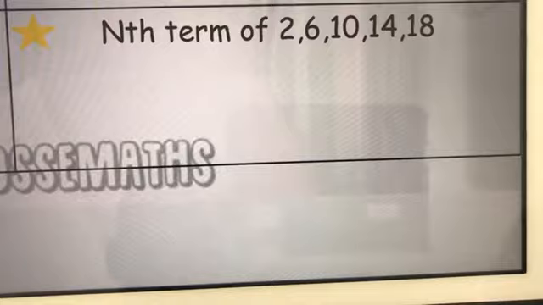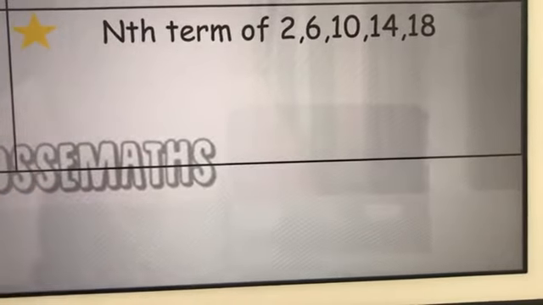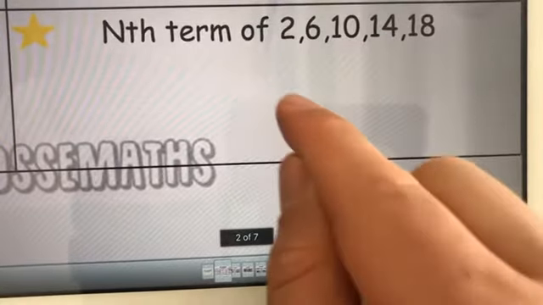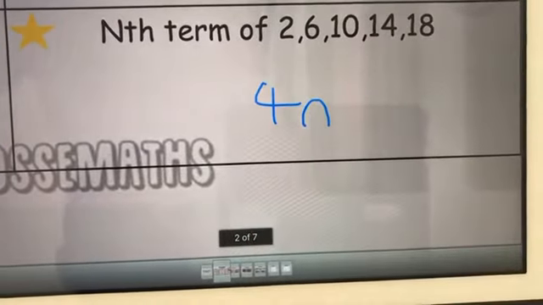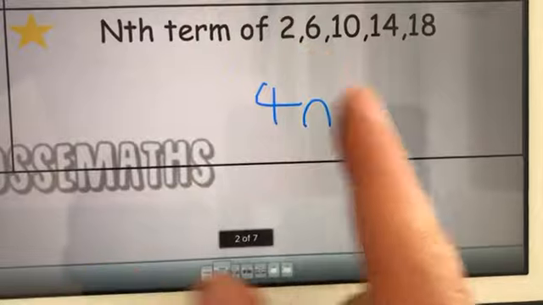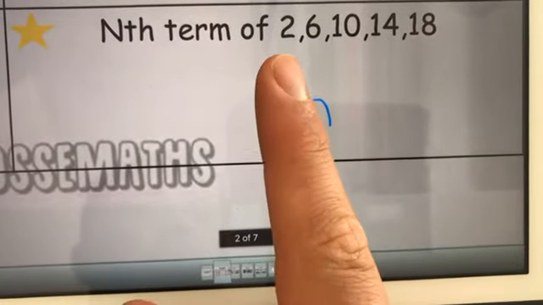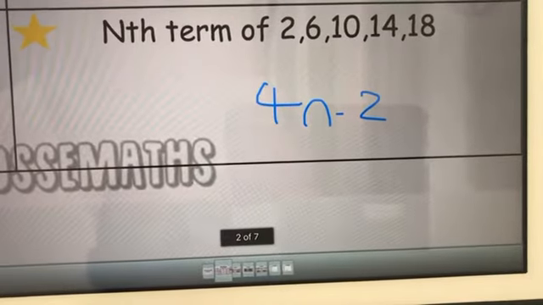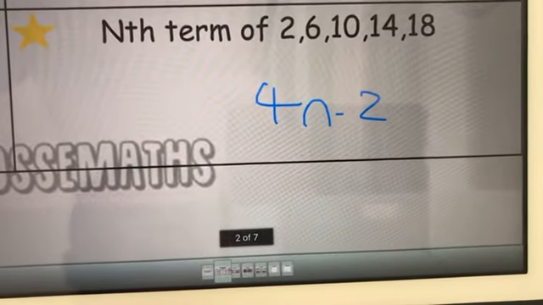Okay, nth term of 2, 6, 10, 14 and 18. You're looking at your jumps, what it's going up in each time. It's going up in 4, so it's going to be 4n. And then you're looking what comes before the first number. Whatever comes before the first number goes on the end. It's going up in 4, so before 2 is going to be negative 2. So my answer for my nth term formula is 4n take away 2.